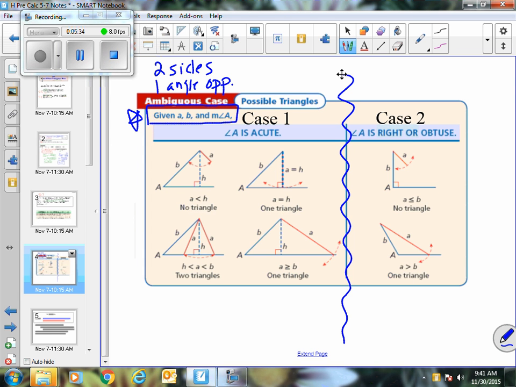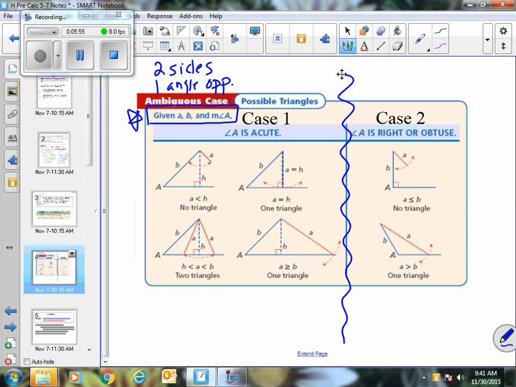Now, I don't want you to get hung up on the letters though. These don't have to be A and B. They could be P and Q. They could be L and M. They could be D and F. It doesn't matter. It just matters that you're given two sides and an angle that's opposite. So look for the labeling that is the same. Or if there's no labels at all, you're going to have to put labels on them. So just make sure you know it's two sides and an angle that's opposite.